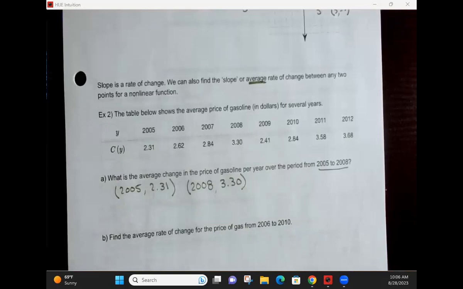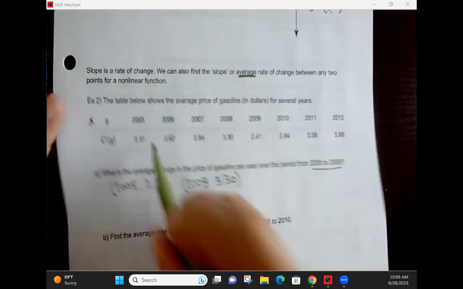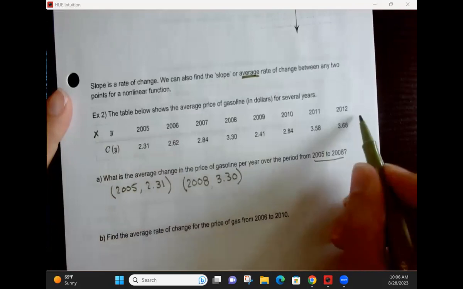I'm going to treat this information from my table just like I treat points in XY tables. Now, before we find our average rate of change here, I want to point out, if I look at my X values here, I know it's labeled as Y for years, but they're going up by 1, right? The change in our X, our input, goes up by 1.